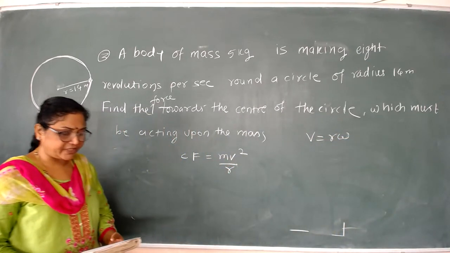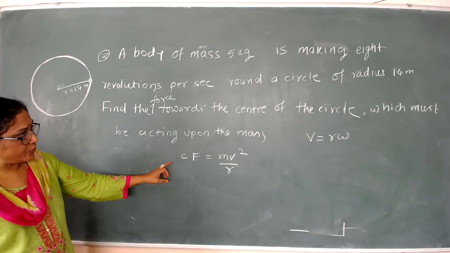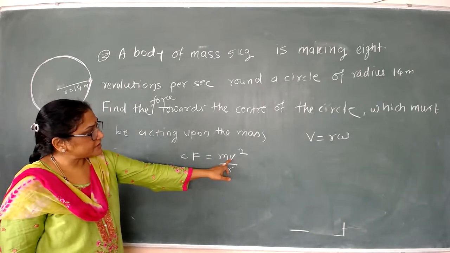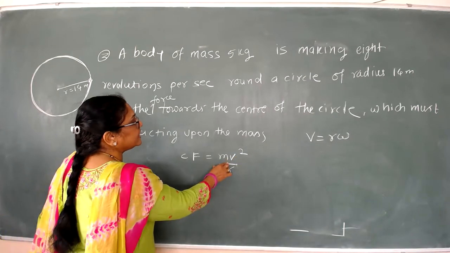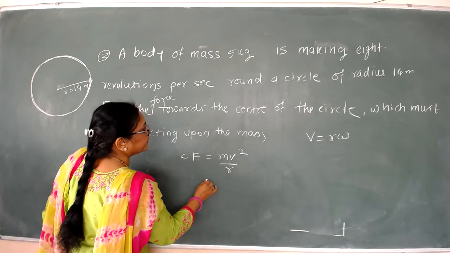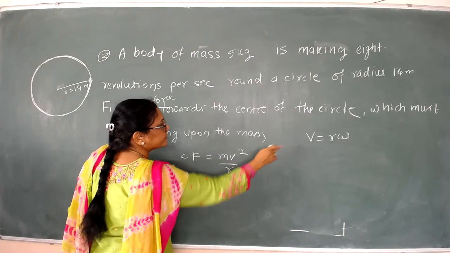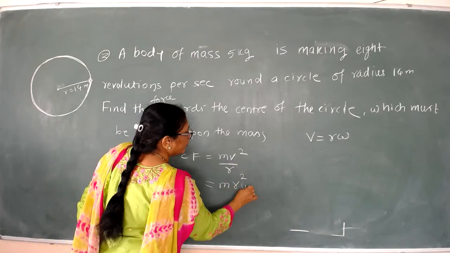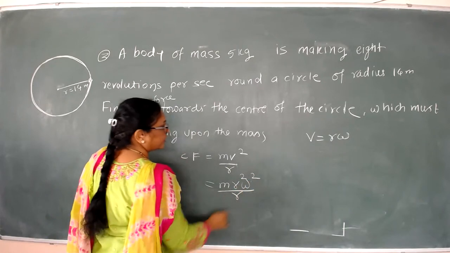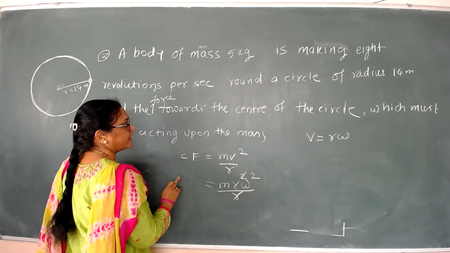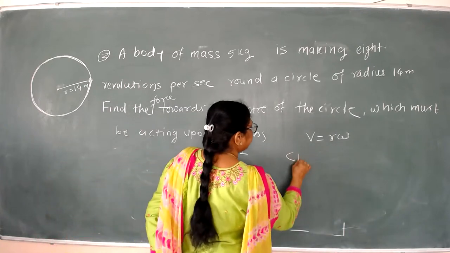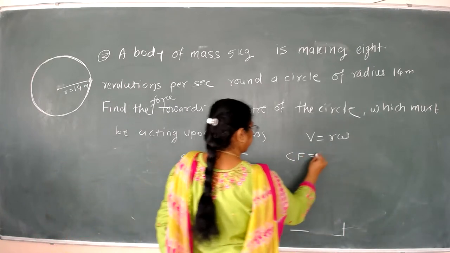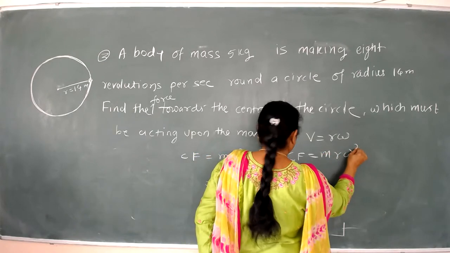So which value is given here? V is equal to R into omega. Therefore, convert this formula in terms of omega. M into V squared is equal to R squared omega squared divided by R. So R squared gets cancelled. Therefore, another formula for the centripetal force is, centripetal force is equal to M into R into omega squared.